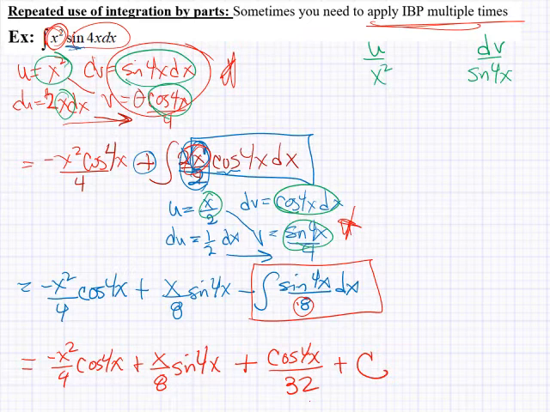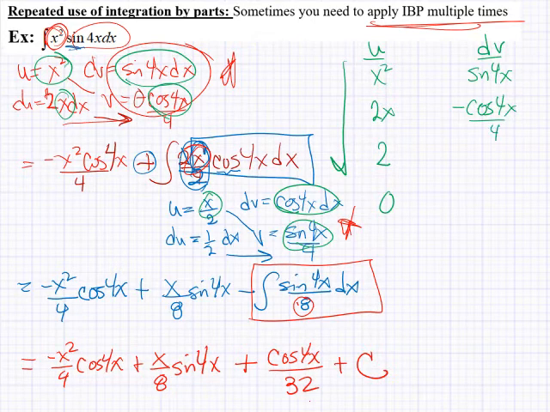So what I'm going to do is I'm going to differentiate my u until I get 0. So 2x to 0. Then I'm going to integrate my dv the same amount of times. So we get minus cosine 4x over 4, then minus sine 4x over 16, and then positive cosine 4x over, what would that be? 4 times 16, 64. Okay. All right.